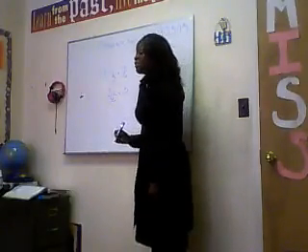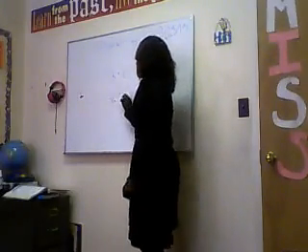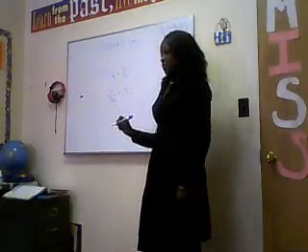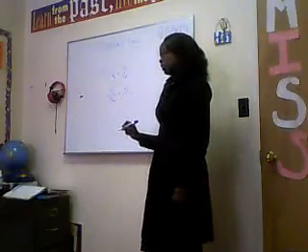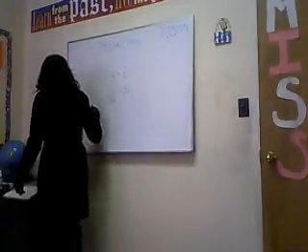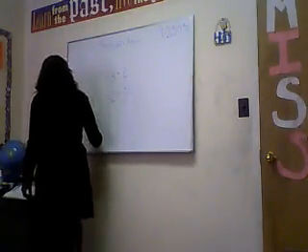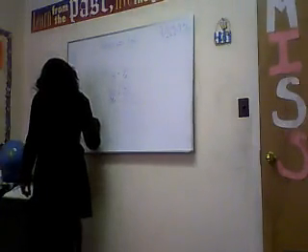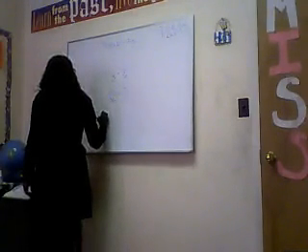12. 36 divided by 6? Oh, 6. You understand it? Do this one. 3 over 24 equal to over 8.